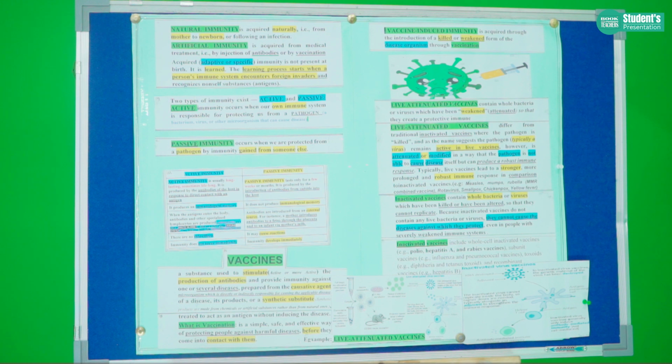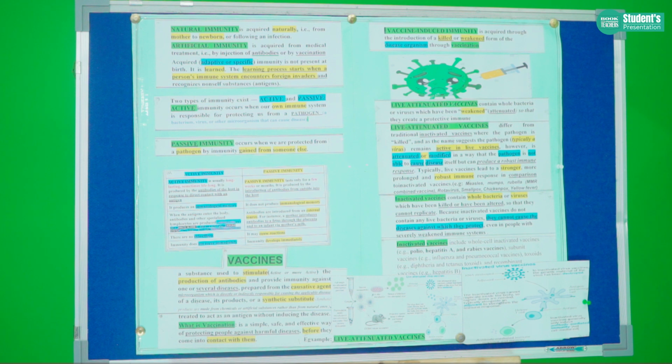So again, vaccines are categorized into two categories, that is live attenuated vaccine and inactivated vaccine. First we'll see the live attenuated vaccine, which contains whole bacteria or virus that have been weakened, or we can say attenuated, so that they can create a protective immune response. Live attenuated vaccine differs from the traditional, that is, the inactivated vaccine, where the pathogen is killed.